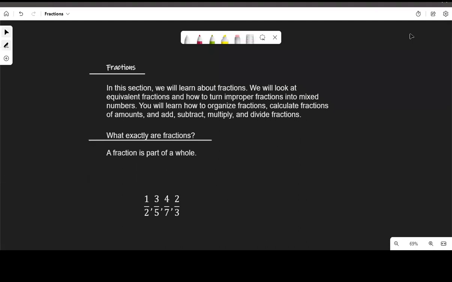Elemental N, fractions. What is a fraction? A fraction simply means part of a whole.